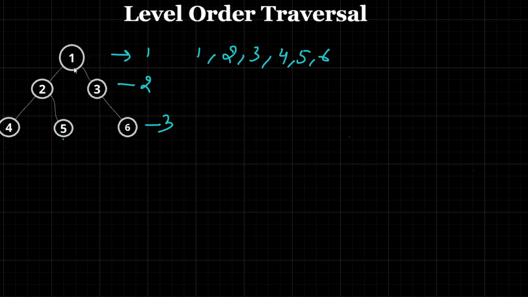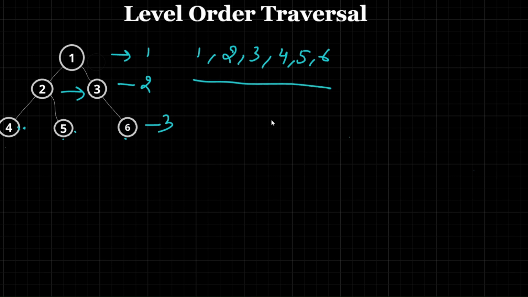And also, how we will cover the nodes: we will move forward from left to right. So it's like 1, 2, 3. So we are moving from left to right. From here also we'll first take node 4, then 5 and then 6. So we are moving from left to right. So this is basically level order traversal.